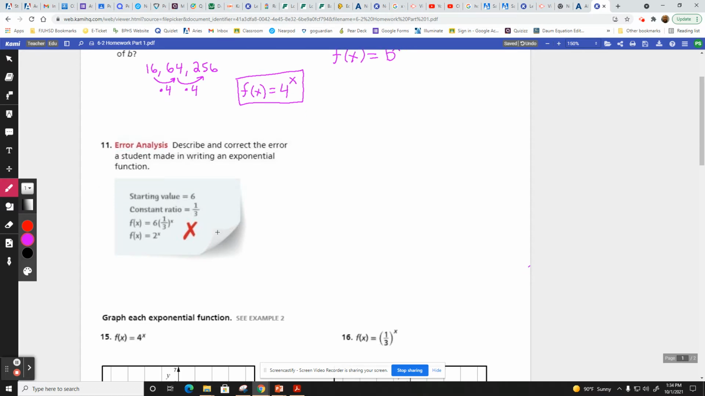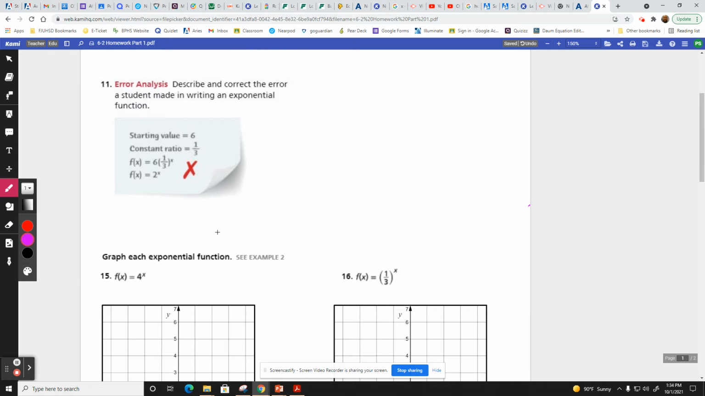Okay, number 11, we've already talked about a problem like that. I think we even did this exact same problem, but you should know the error. Let's say the starting value is 6, so f of x equals a times b to the x. The starting value is 6, and my common ratio is 1/3 to the x. And then all of a sudden they bring it down to 2 to the x. They did something wrong here. What did they do wrong? Describe that.